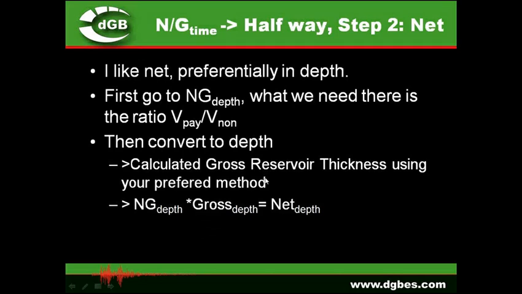So we're now halfway. I have a seismic net to gross in time. However, I would like to have net values because that is really what counts, and I would like to see them in depth because then I can compare them with wells. We do that in two steps. First, we go to a net to gross value in depth, a seismic net to gross in depth, and we'll see that what we need for that is only a velocity ratio between your pay, your reservoir sands, and your non-pay, your shales. And then we convert to depth in a two-step procedure. Convert to gross reservoir thickness using a preferred method that can be done in OpendTect, that can be done outside OpendTect, and then you just multiply out the net to gross value times the apparent thickness of the reservoir in depth, and you get a net depth estimate.